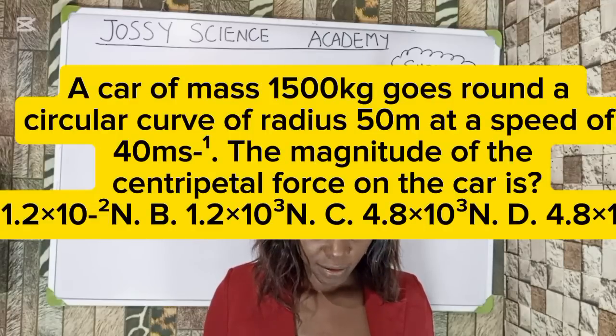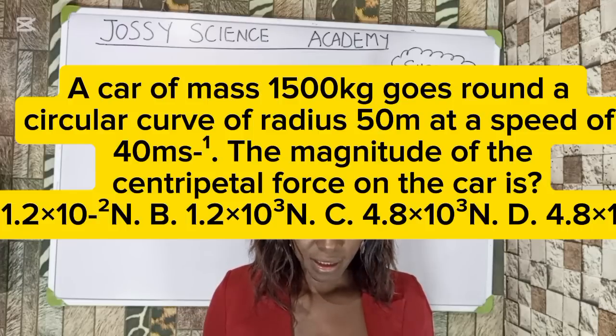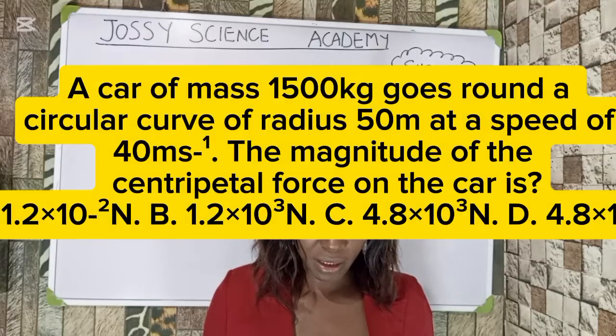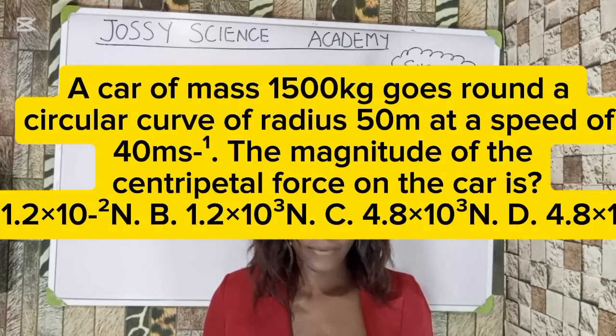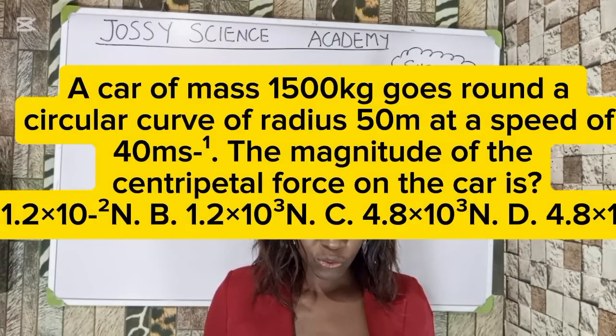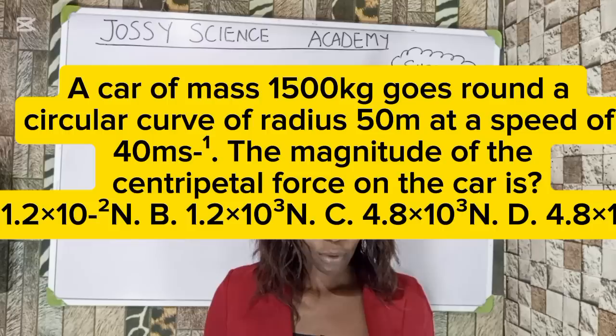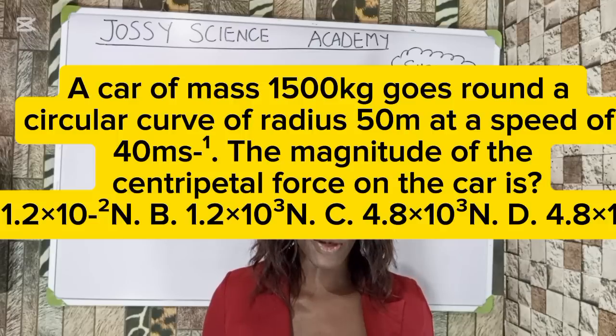A car of mass 1,500 kilograms goes round a circular curve of radius 15 meters at a speed of 40 meters per second. The magnitude of the centripetal force on the car is what? Option A, 1.2 times 10 to the power of minus 2 Newton. Option B, 1.2 times 10 to the power of 3 Newton. Option C, 4.8 times 10 to the power of 3 Newton. Option D, 4.8 times 10 to the power of 4 Newton.